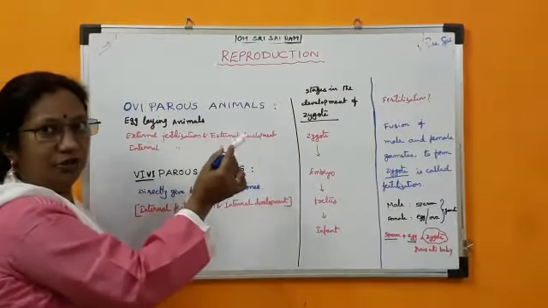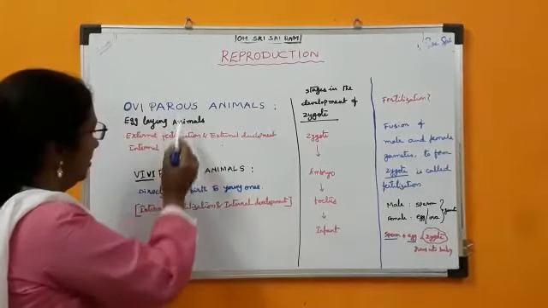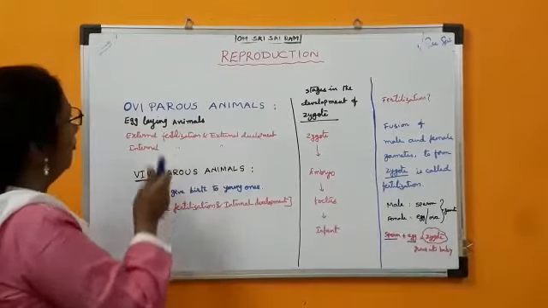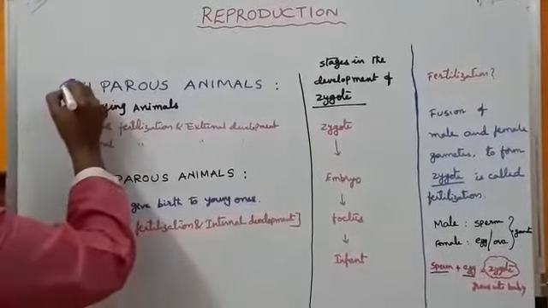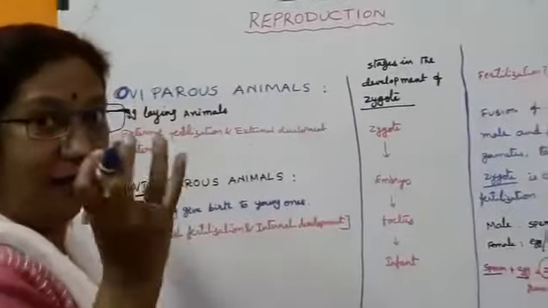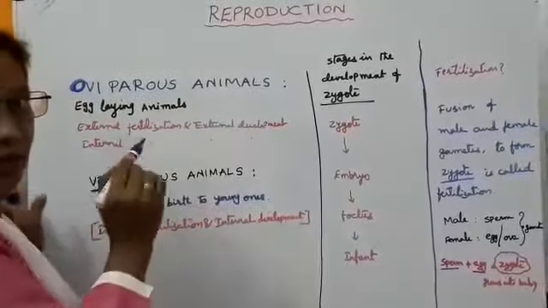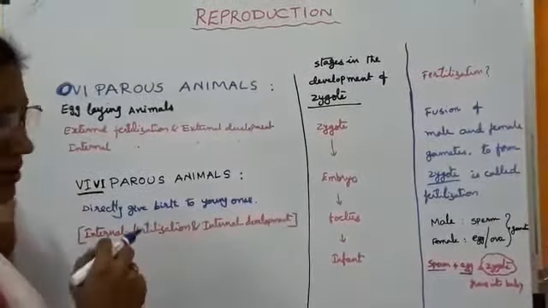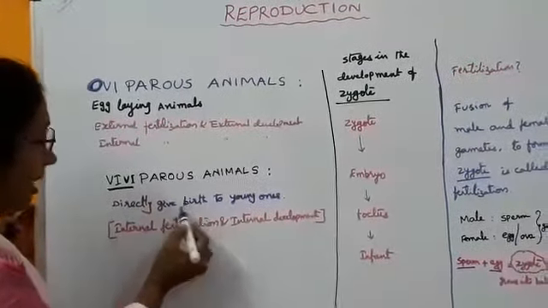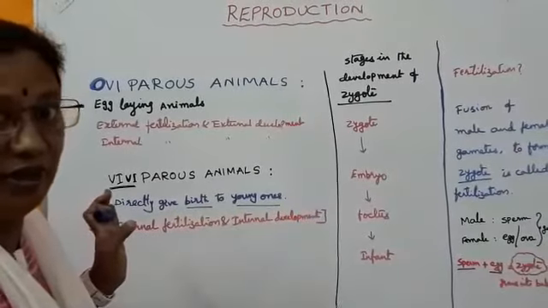Based on the reproduction, the organisms are classified into two types. They are oviparous and viviparous. Ovi, see, O I encircled. O means egg, remember egg. So they will lay eggs. Those animals, the animals which lay eggs are called oviparous animals. The animals which give direct birth to young ones are called viviparous.